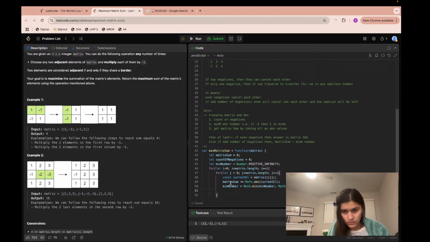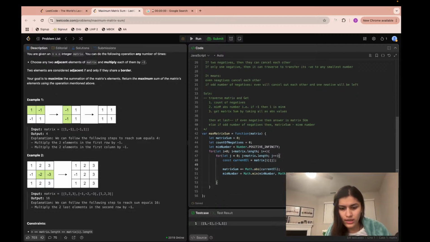Or actually, instead of doing Math.abs, what I can do is, if the current element is negative, then I can increment the count of negatives and set current element equal to its negation, so that it becomes positive. Because I made this positive, I can add it and I can do Math.min here.